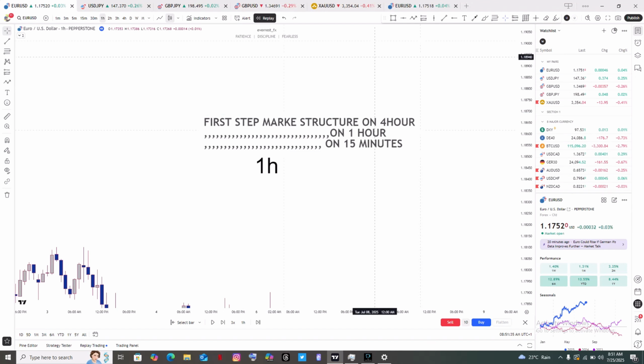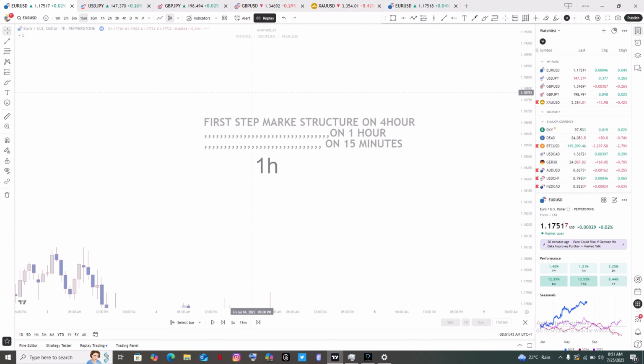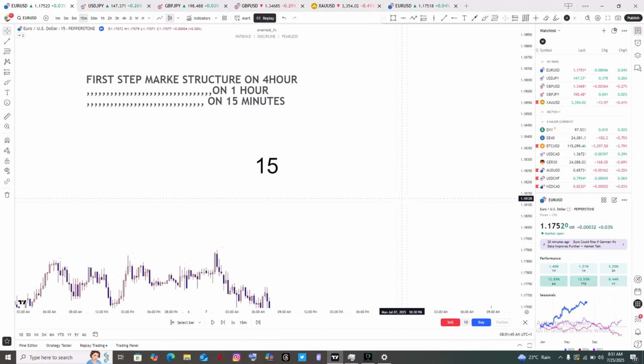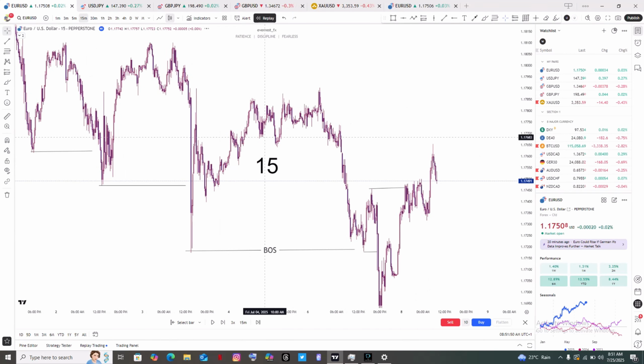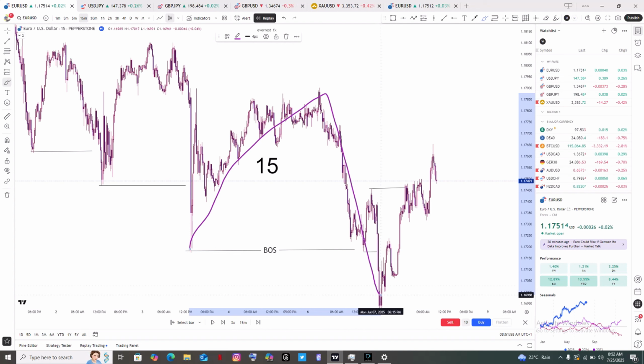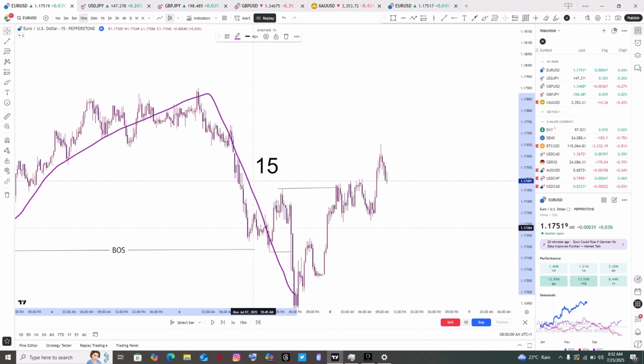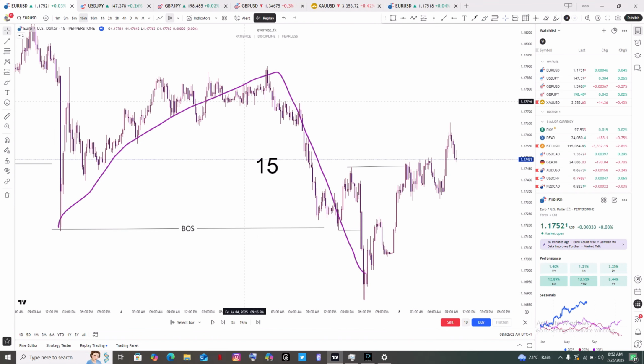Now you go to your time interval. I'm on 1 hour, that is why 1h is showing here. Next you go to 15 minutes and still mark your structure. Just note something. This whole swing here is a 4 hour swing. You can see as we are reducing the time frame, the swing is getting bigger.